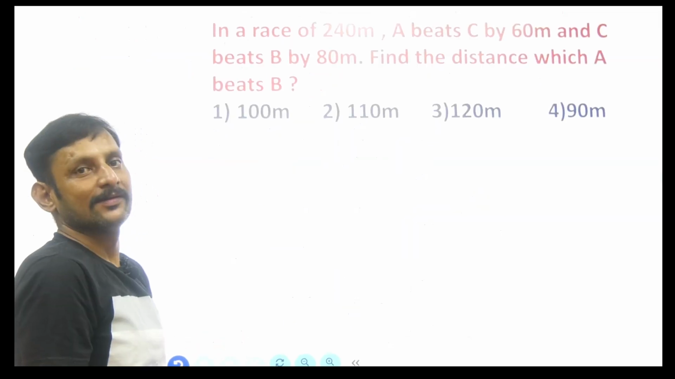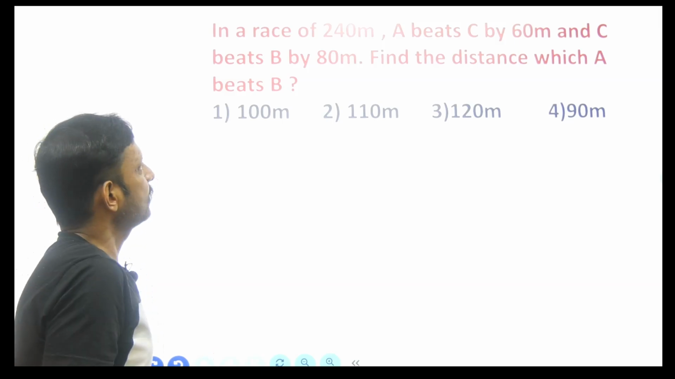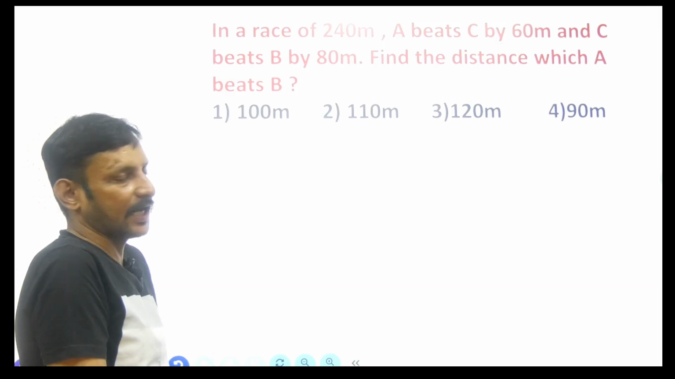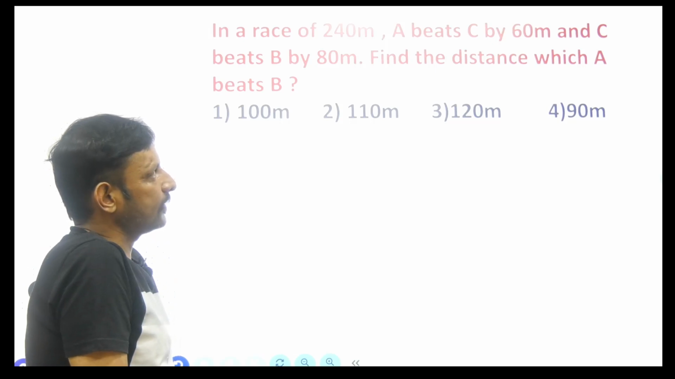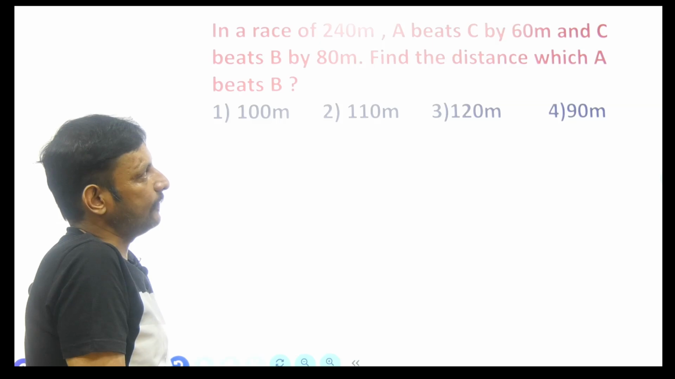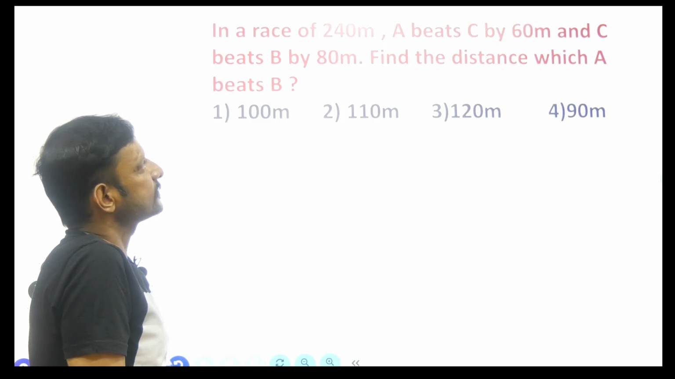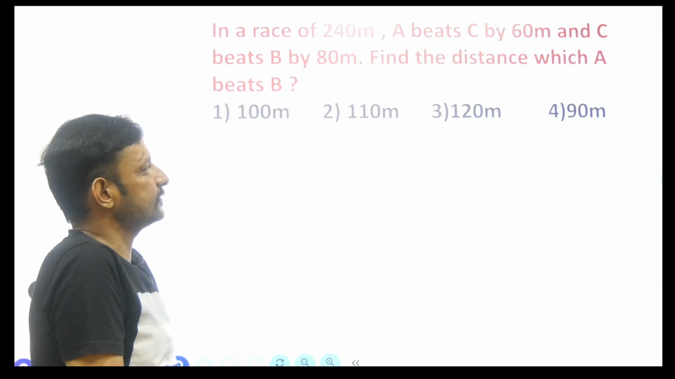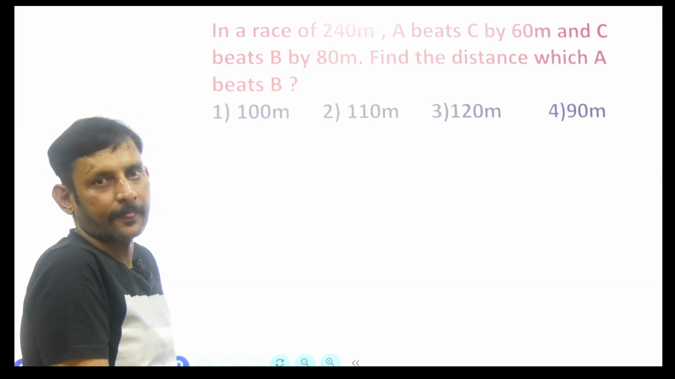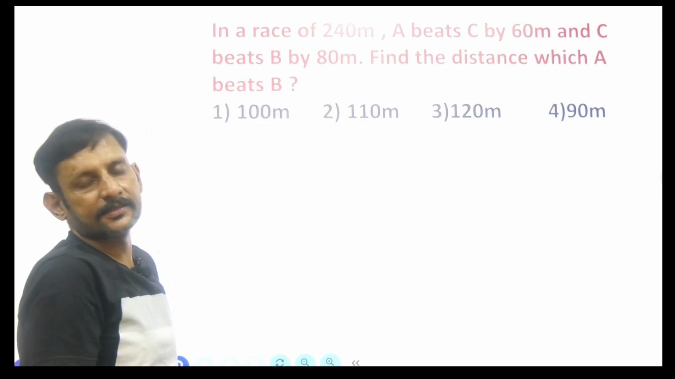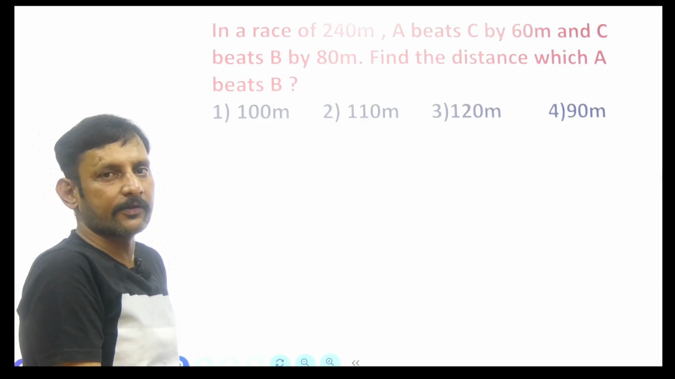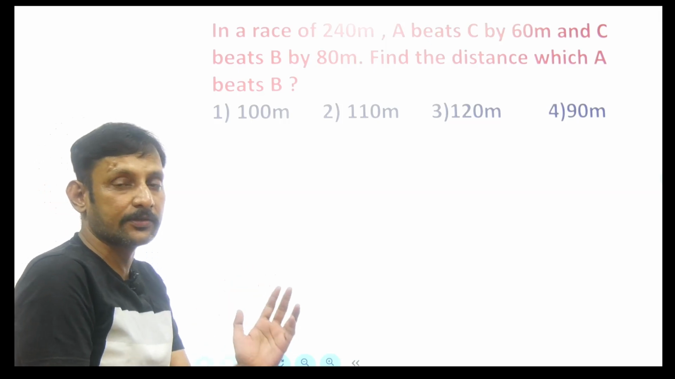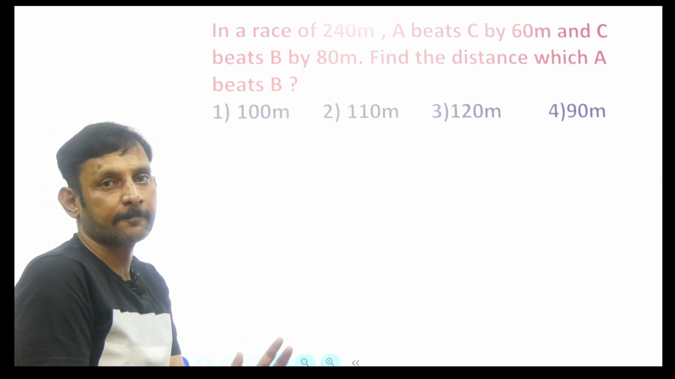Okay. Coming to the next question, races comes under time and distance. In a race of 240 meters, A beats C by 60 meters and C beats B by 80 meters. Find the distance by which A beats B. So races is nothing but ratios. You have to convert each and every question from the races into ratios. That is the best method.